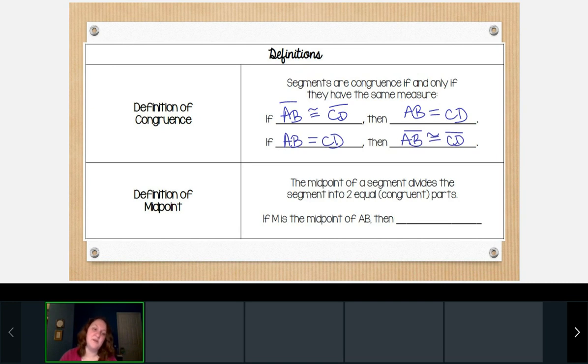Okay. We learned the definition of midpoint, but just a little review of that. Midpoint says you have a segment, and this is saying AB. And midpoint is the point in the middle. So if M is the midpoint of AB, then you know that the segment AM has to be congruent to the segment MB. They have the same measure.